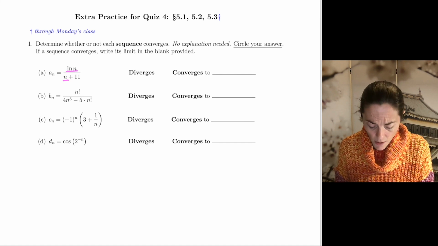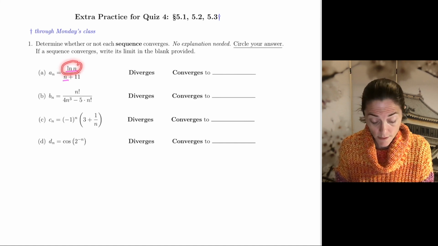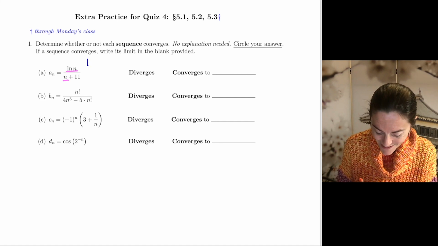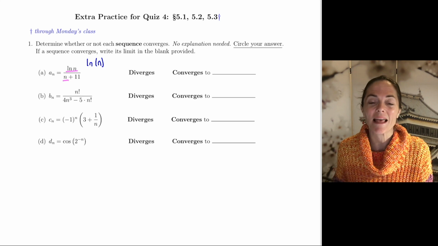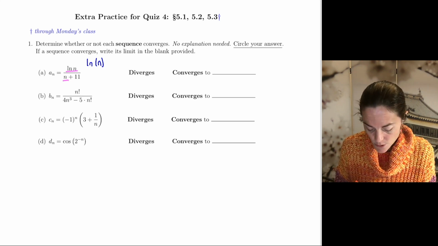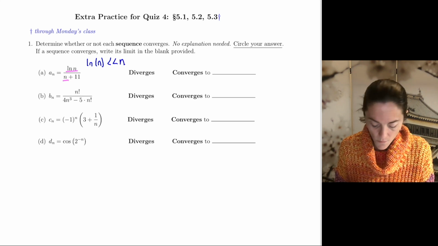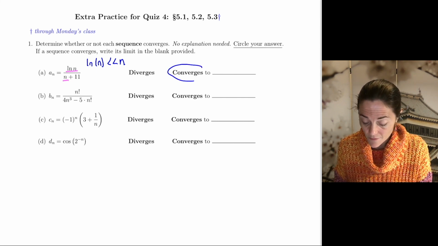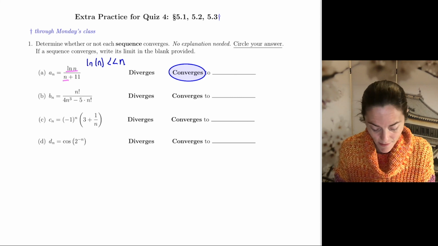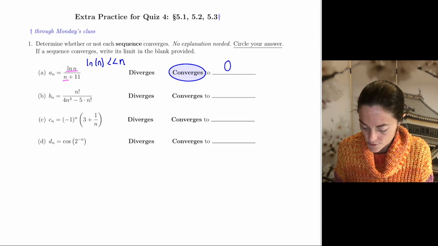Maybe I should write a little bit of my work, just because I am not just trying to work the problems, but trying to explain solutions. So the natural log grows significantly slower than n. And this means as a fraction, this will go to 0. So this converges to 0.